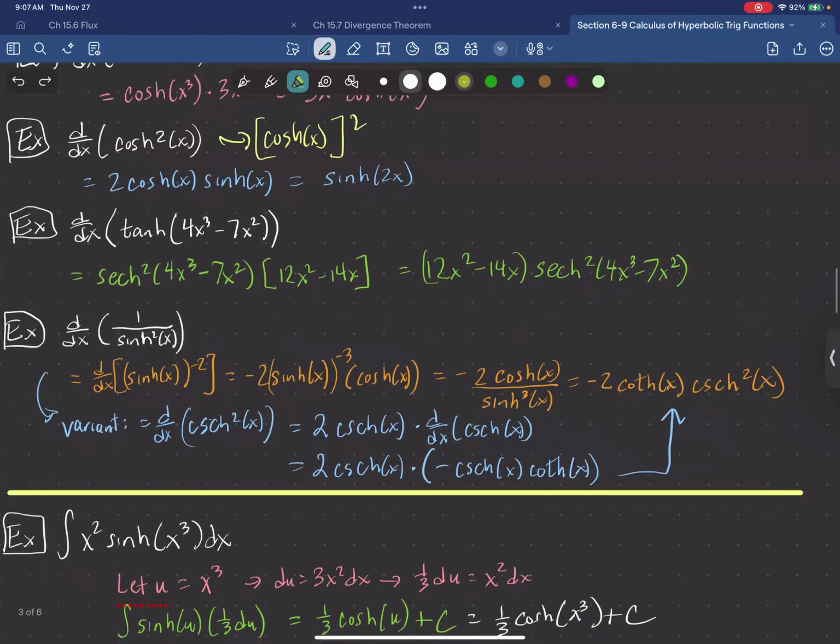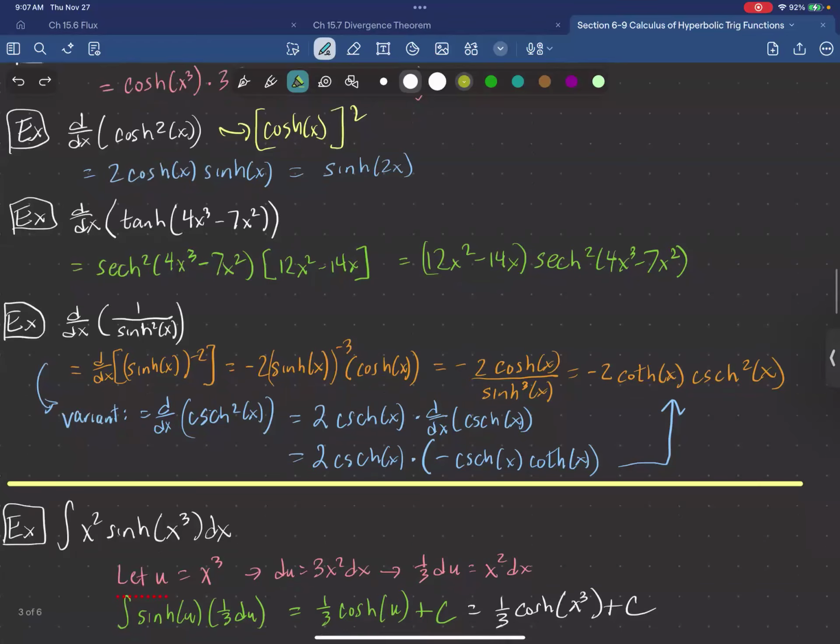And now we've got 1/3 hyperbolic sine of u du. We integrate that, we get 1/3 cosh u. And it ain't about you. We didn't start with u. We're not going to end with u. We've got x cubed in there now. 1/3 hyperbolic cosine of x cubed. And don't forget, what is this called? You remember what that's called? The constant of integration. Good job.